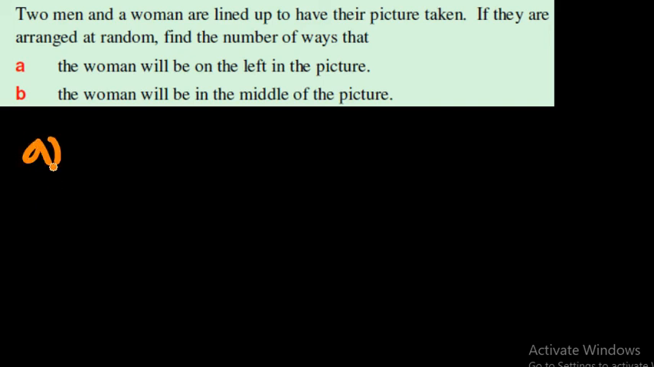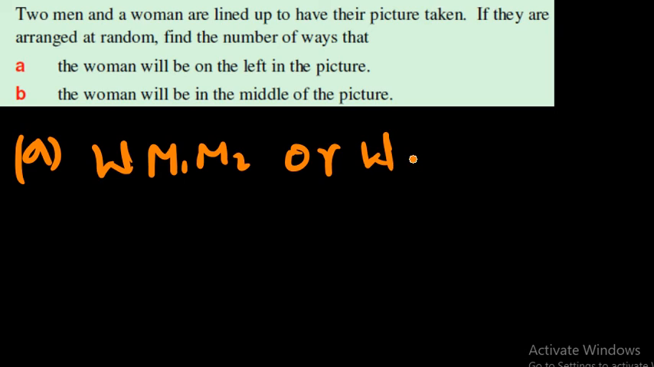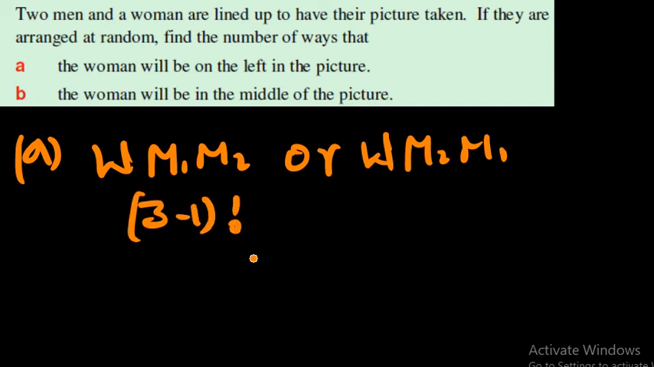Obviously for this one, if the woman is on the left side, with the woman represented by W, and the 2 men M1 and M2, they can be arranged in this way, W M1 M2, or the other one, still with the woman on the left, W M2 M1. We have 2 ways of arrangement. We can also say there are 3 people, so (3 minus 1) factorial. Why 3 minus 1? Because the place of the woman is already fixed. We cannot reshuffle her. The men's places can be changed, but the woman's place will be the same. So that is going to be 2 factorial, which is 2.